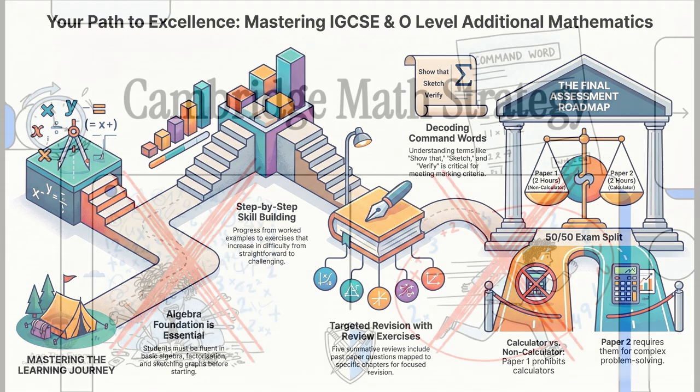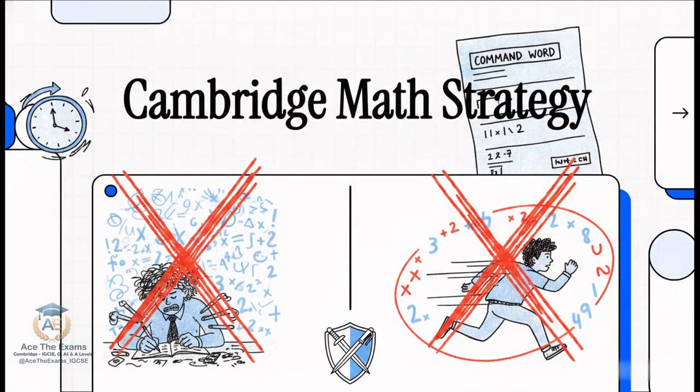Think of the Cambridge mathematics exams, whether you're looking at syllabus codes 0580, 0606, 4024, 4037, or 4040, not as massive, terrifying obstacles, but as a battlefield. And you're a warrior. We're taking an ancient warrior wisdom approach to modern exam strategy today.